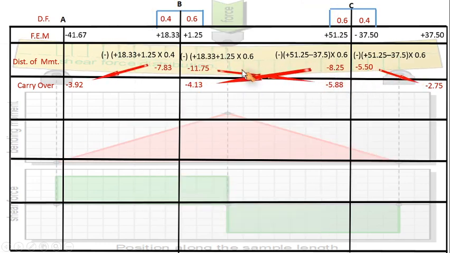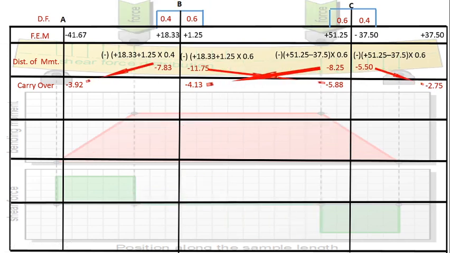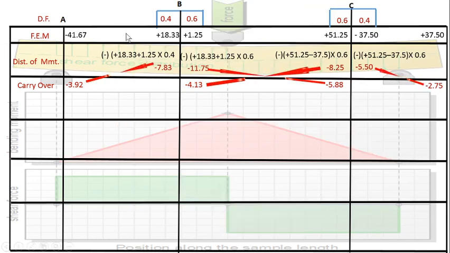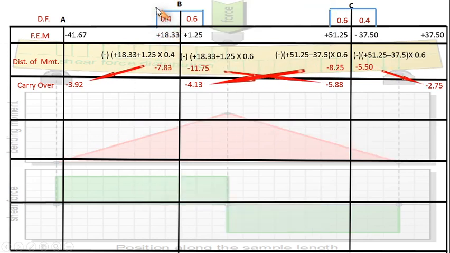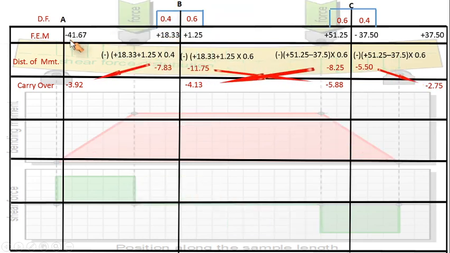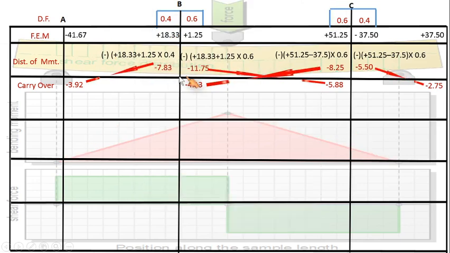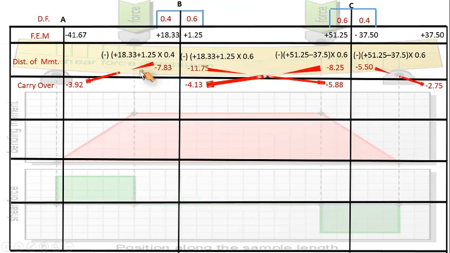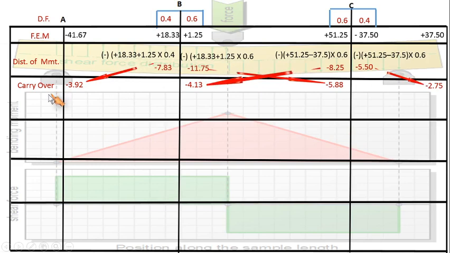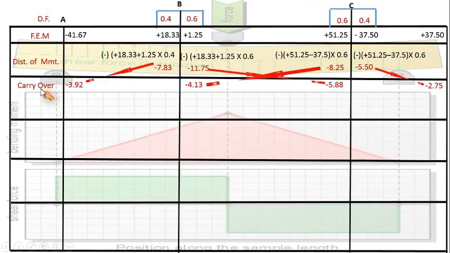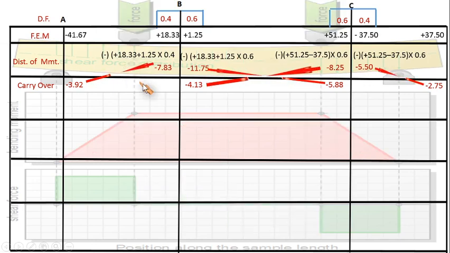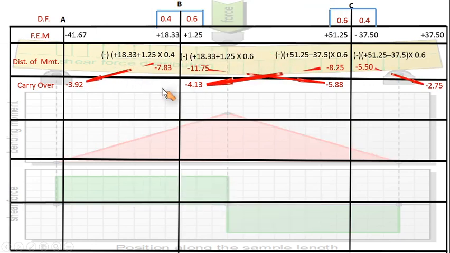Is it okay? So this is the first iteration which we have performed, in which the first step is to find out the unbalanced moment and distribute it with respect to the distribution factor for an individual span, and after doing that, half of that is to be transferred on the far end, which is what we call carrying over of the moment on the far end. Is it okay? So this completes the first iteration.